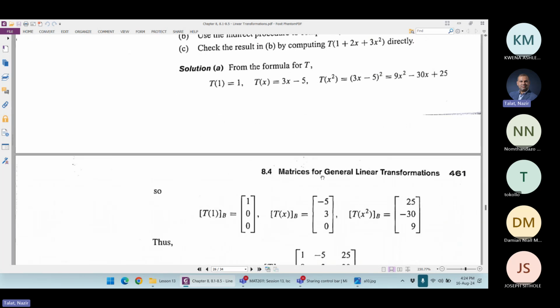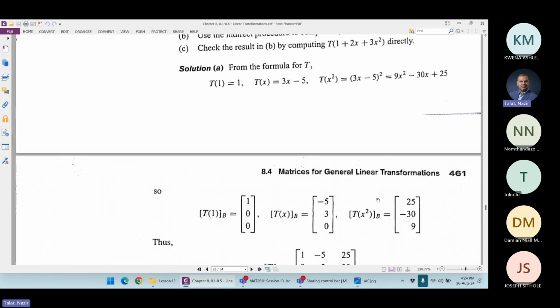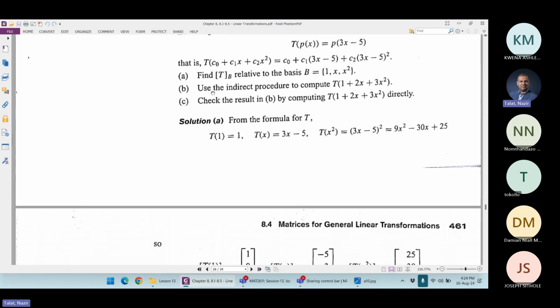Now with the images of that one, we need to compare the coefficients of a constant, x, and x square, then we obtain these values. And when we combine these, we can obtain the standard matrix of T. So this is basically the idea, and similarly, use the direct procedure to compute this.